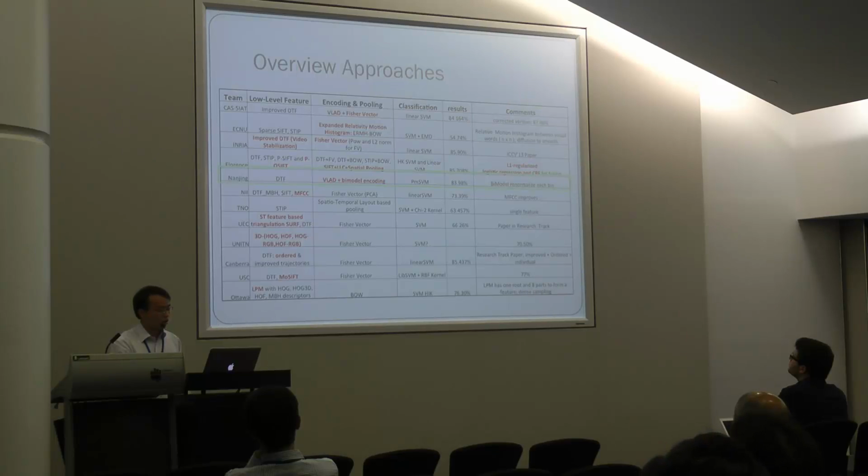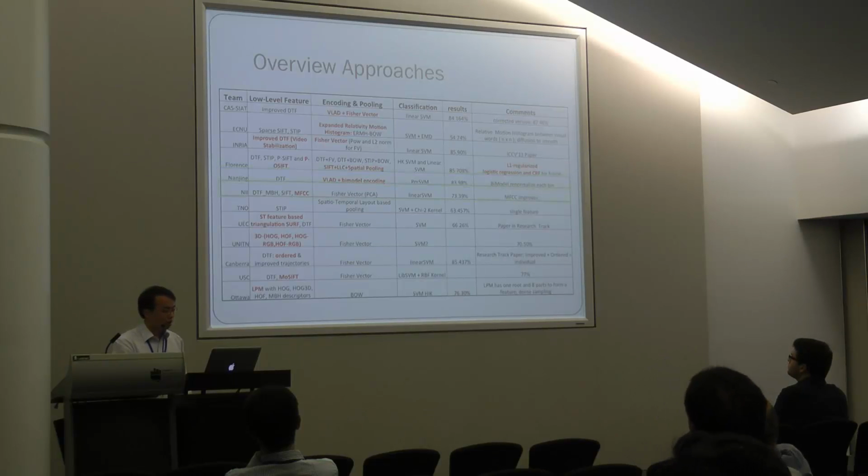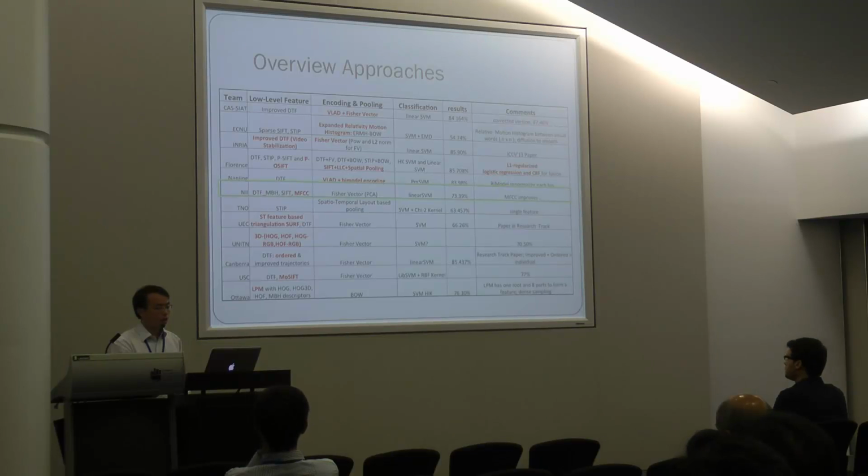And the Nanjing team, they basically only use DTF, but based on the web encoding, they have their own bimodal encoding approach to normalize each bin. For classification, they use their own power mean SVM approach. The NI team, this is the only team that uses audio features, and they demonstrate the audio feature can improve a little bit. But we don't actually have audio features for all the classes. We only have audio features for 50 classes. The TNO only use the steep feature, and they say this feature can improve all the baseline a lot.